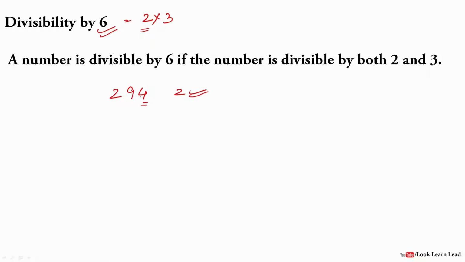And for 3, what do we have to check? We have to check the sum of the digits, that is 2 plus 9 plus 4. So 9 is divisible by 3 and 2 plus 4 is 6, so 6 is also divisible by 3. So it would be divisible by 3 also. It is divisible by 2 and it is divisible by 3, so it would be divisible by 6. This is how you would check the divisibility of 6.